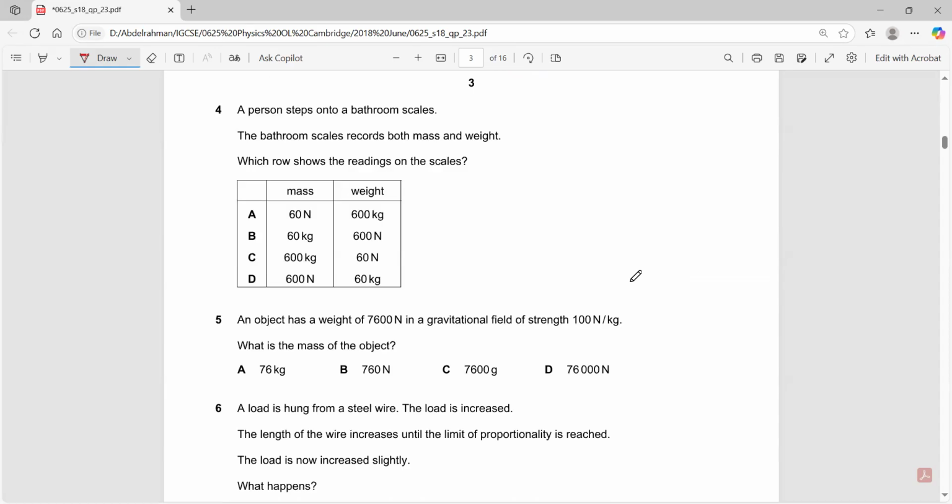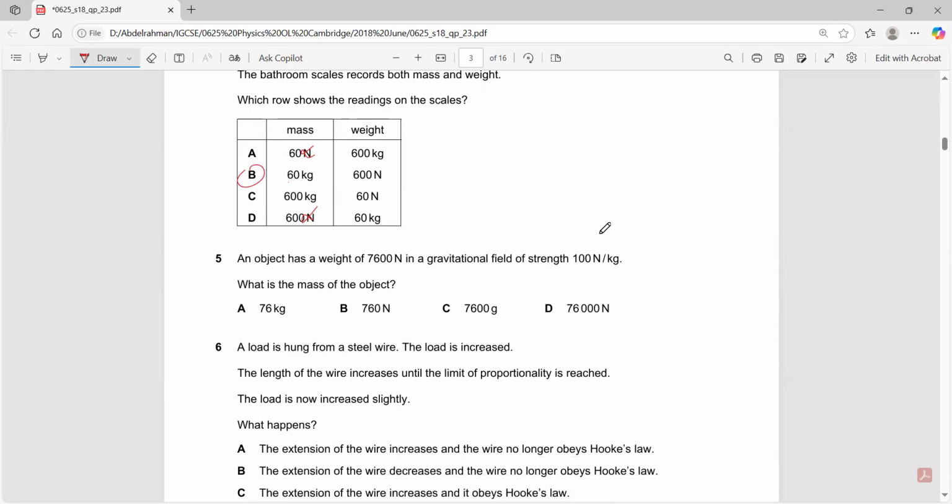Which row shows the readings on the scale? The mass, would it be in newtons? It cannot be in newtons. If the mass is 60 kilograms, would the weight be 600 newtons? Yes, it would be 600 newtons if you multiply by 10. If you multiply by 9.8, it would be slightly less.